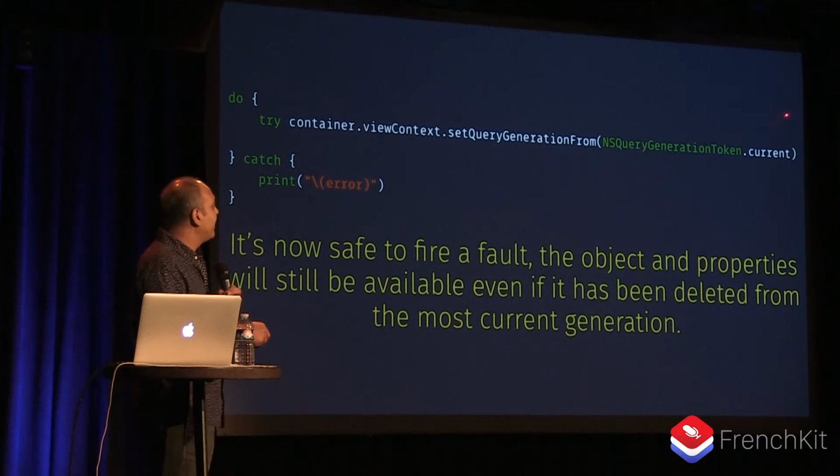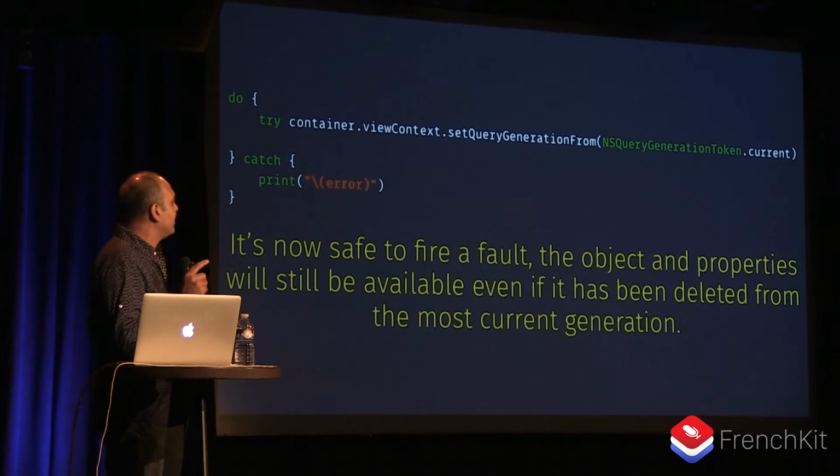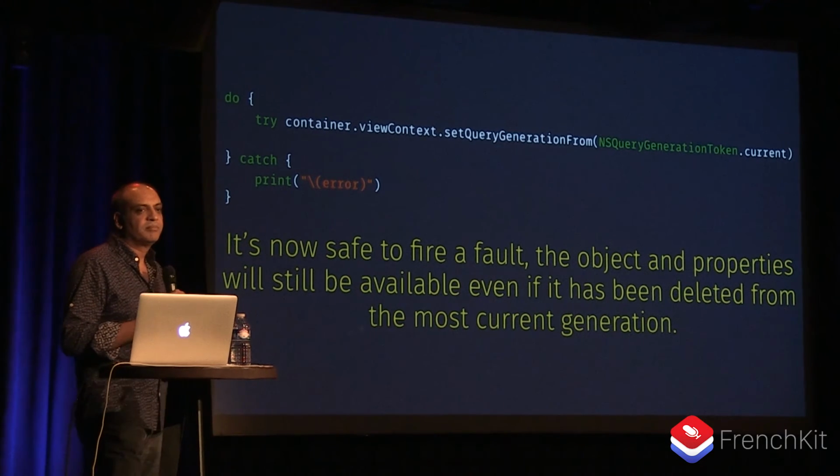And that's it. Once you've done that, if you fire a fault, so if you access a property or a relationship's property on a value that you already have in your fetch request, it's actually going to fulfill that fault, even though that object may not be there. Hopefully that's going to save a lot of trouble.